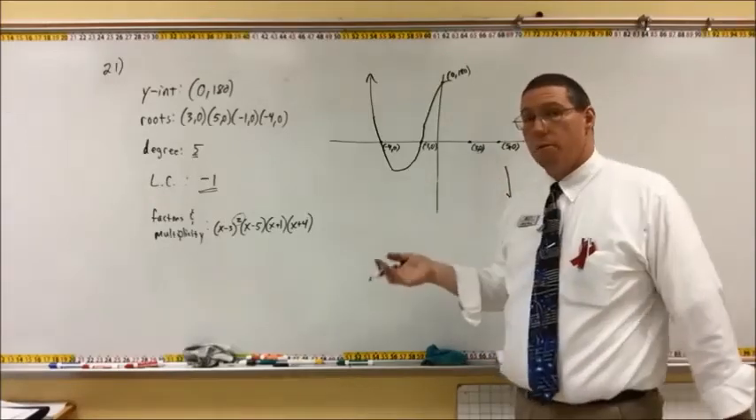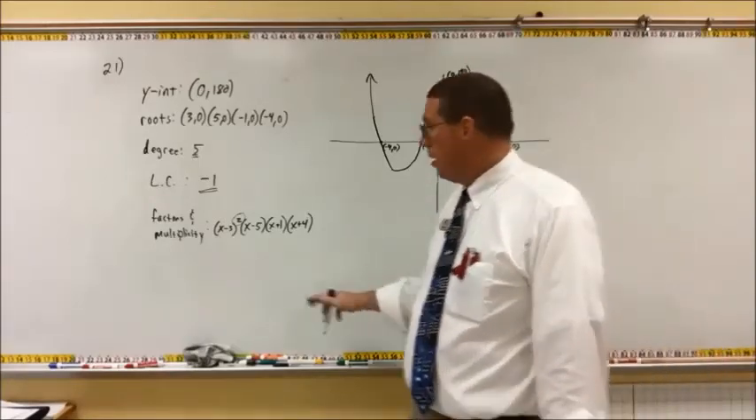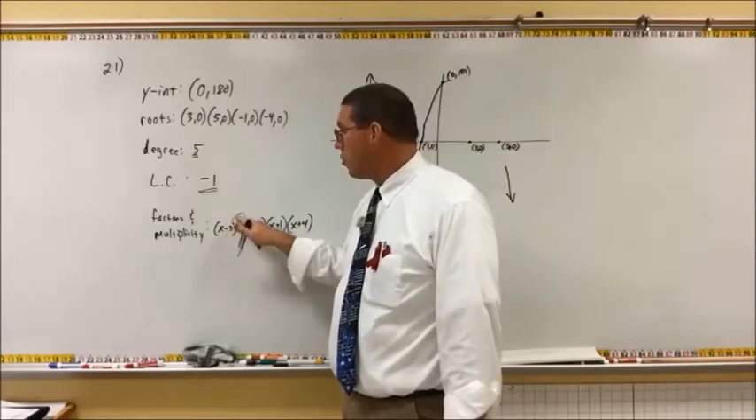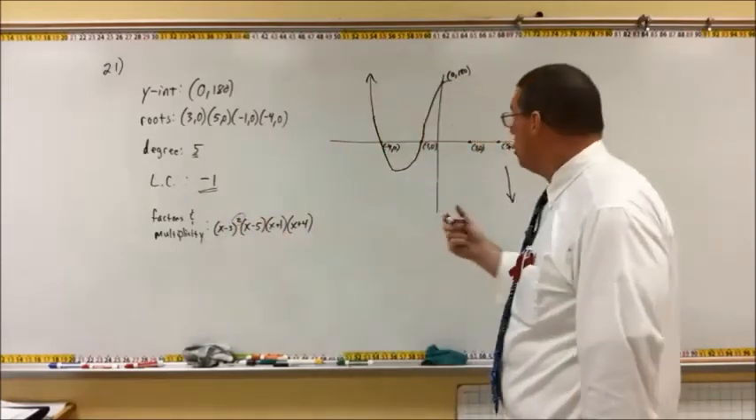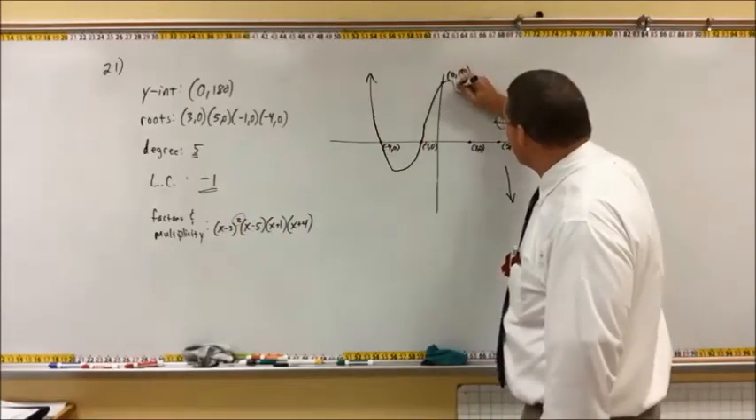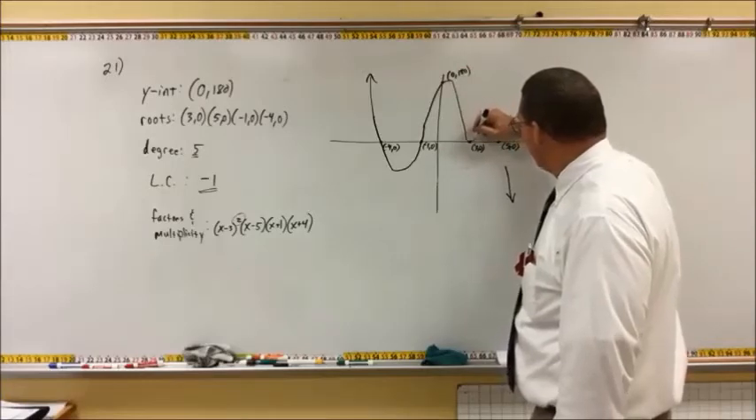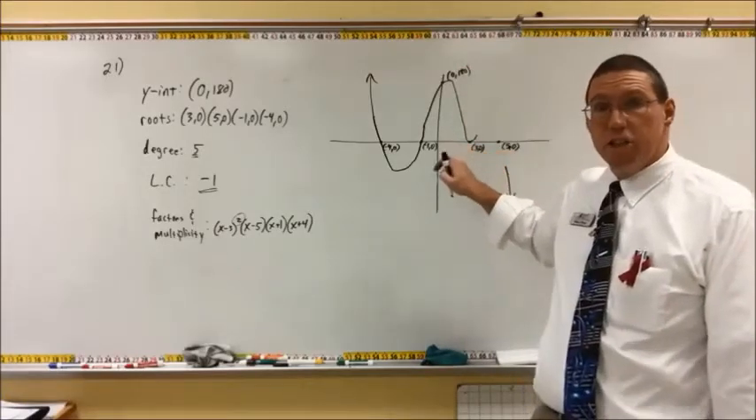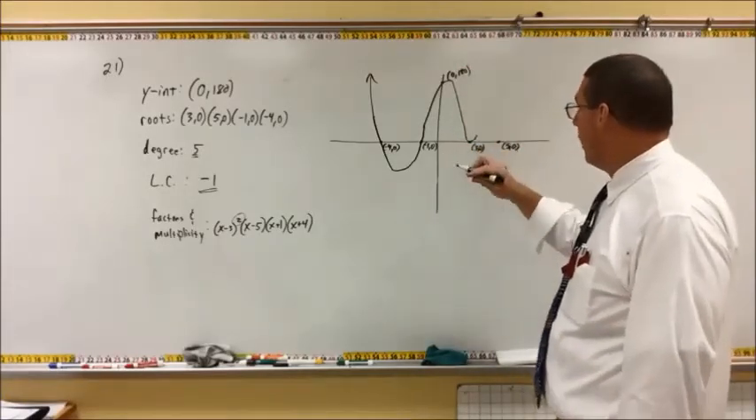The x-intercept of 3 is associated with the factor x minus 3. Here's x minus 3, and it's squared. It has a multiplicity of 2. So that means we are not going to cross over here. We're going to touch and turn away.